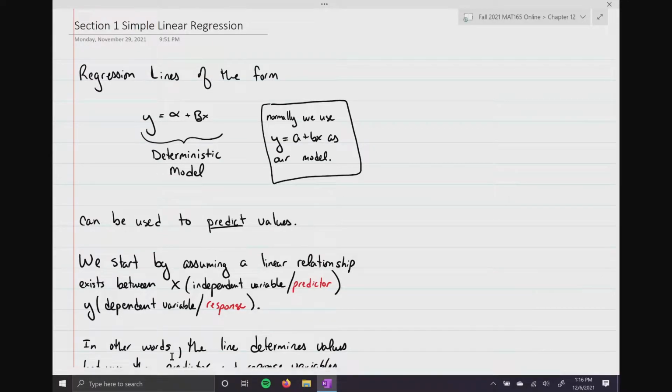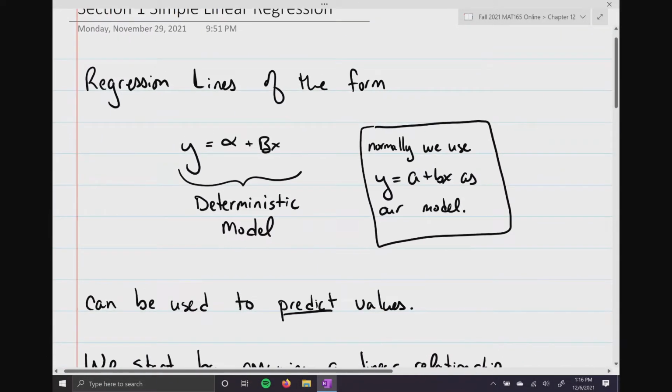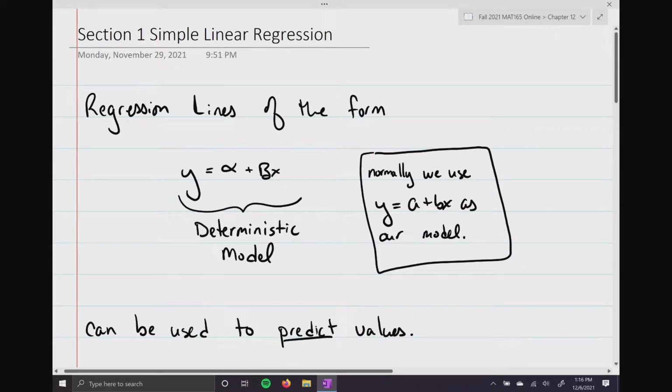All right, so here we are, the last lesson of the semester. So we're going to be talking about Chapter 12, Section 1, which deals with just simple linear regression. All right, and I got just a bunch of notes here listed. So remember, you can always just pause the video and then write them down and listen to what I got to say. But we're going to be talking about regression lines.